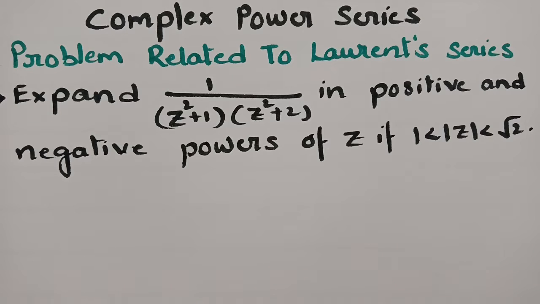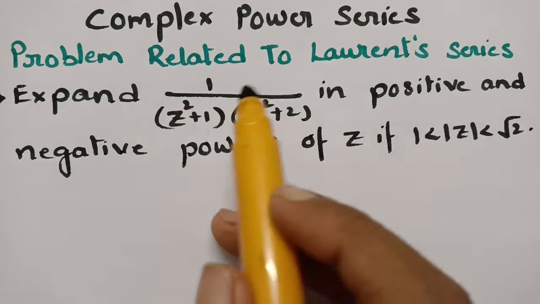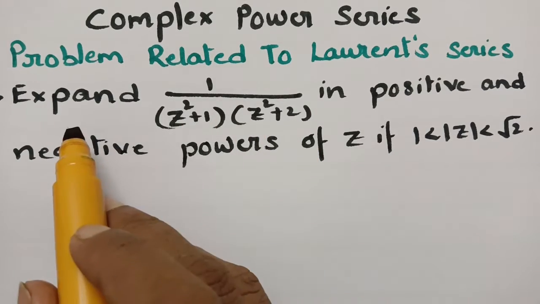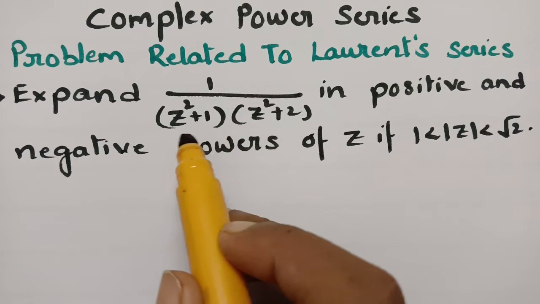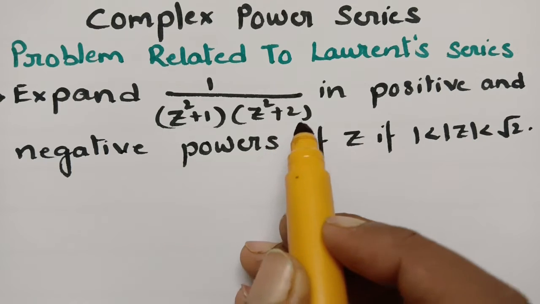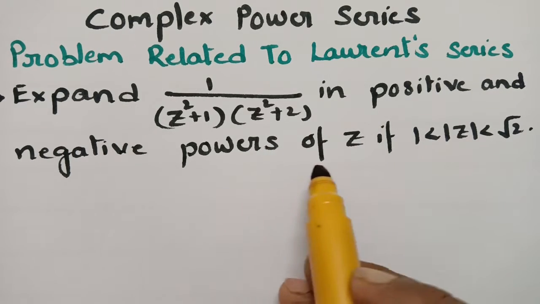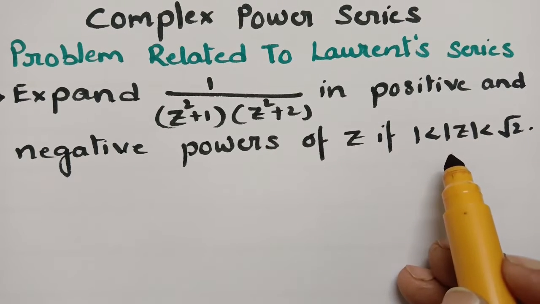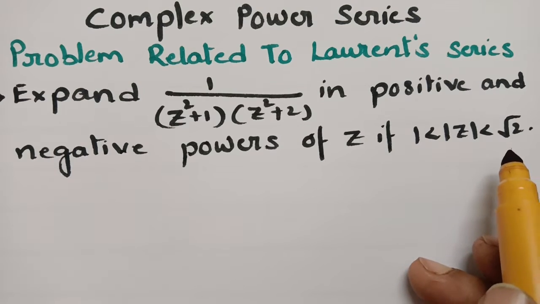Today's video is on the problem related to Laurent series, and this topic is from complex power series. In today's video, we are going to expand 1 by (z square plus 1) into (z square plus 2) in positive and negative parts of z, if 1 is less than mod z less than root 2.